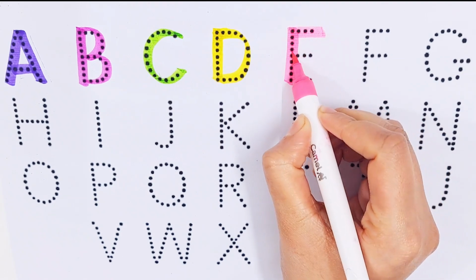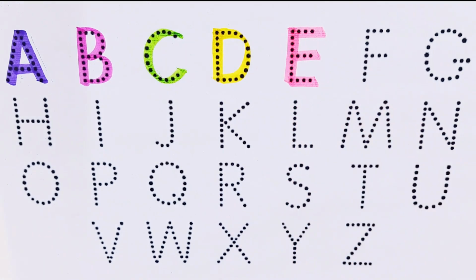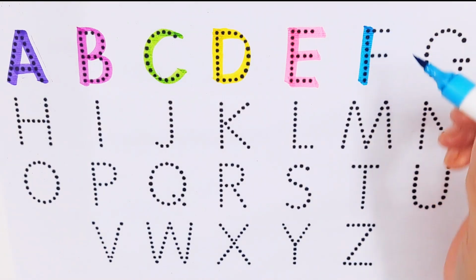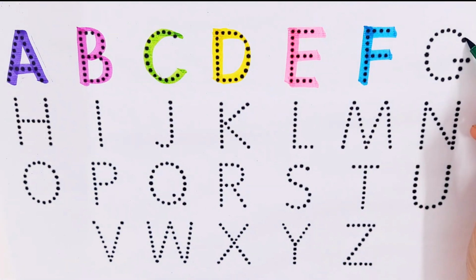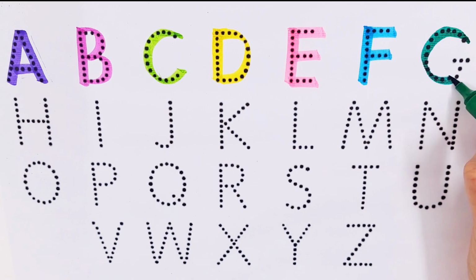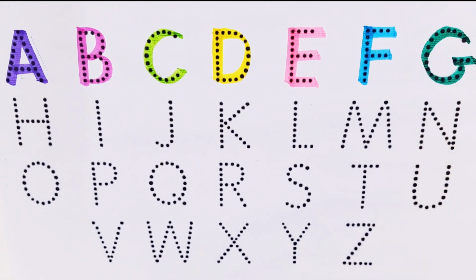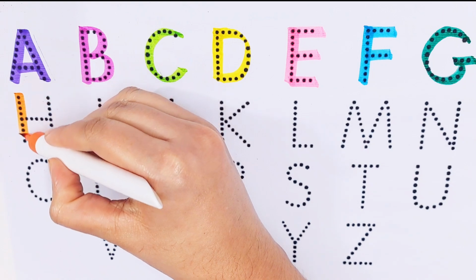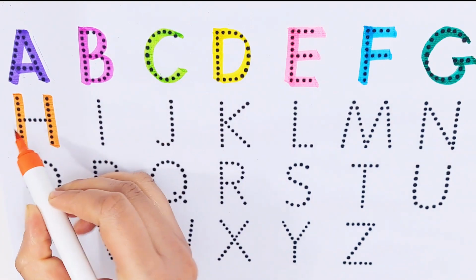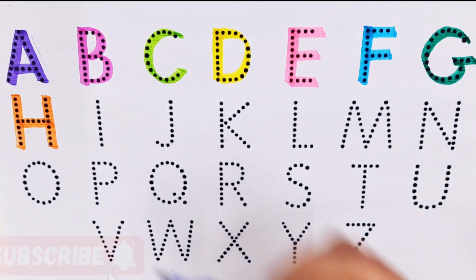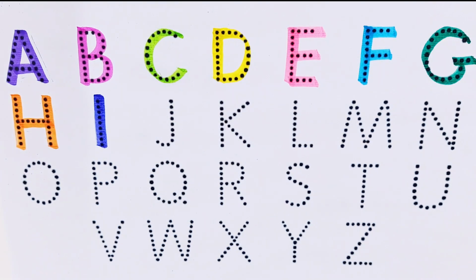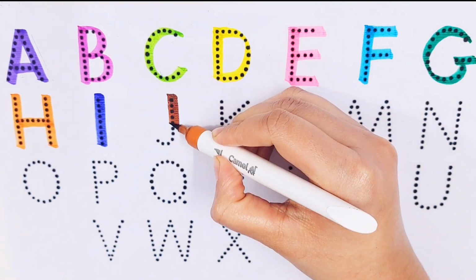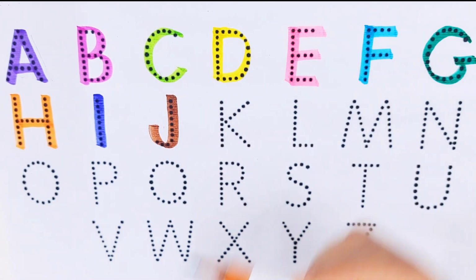E for eggplant. F for fan. G for gun. H for horse. I for iron. J for jellyfish.